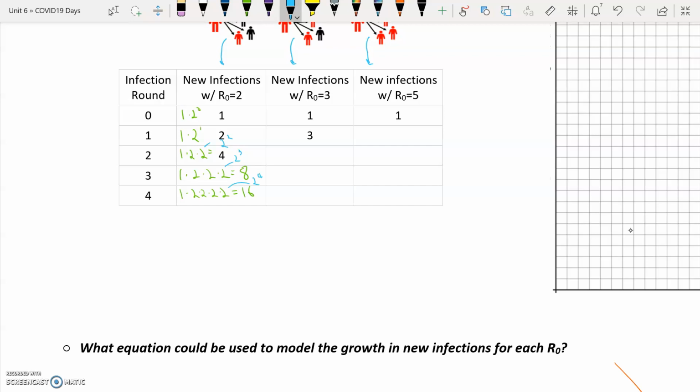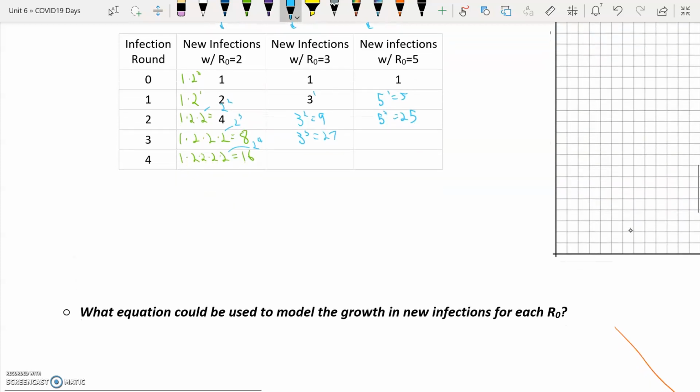And the same thing is happening here. So you got 3 to the first power. This is going to be 3 to the second power, which is 9, 3 to the third power, which is 27, and so on. 5 to the first power is 5, 5 to the second power is 25. So I'm showing how we're getting that because that helps you write your equation.